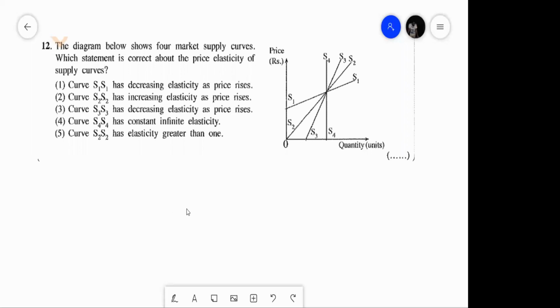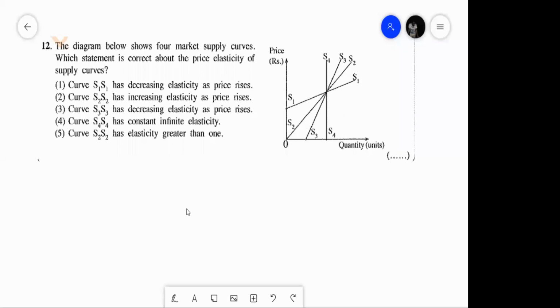Okay. This one. The diagram below shows 4 market supply curves. Which statement is correct about the price elasticity? Okay, good question. Curve S1 has decreasing elasticity as price rises. Okay, looks correct. S2 has an increasing price elasticity as price rises. No. S3 has decreasing price elasticity. Mhm. S4 has infinite. No, S4 is 0. S2 has elasticity greater than 1. No. Which one is the answer?